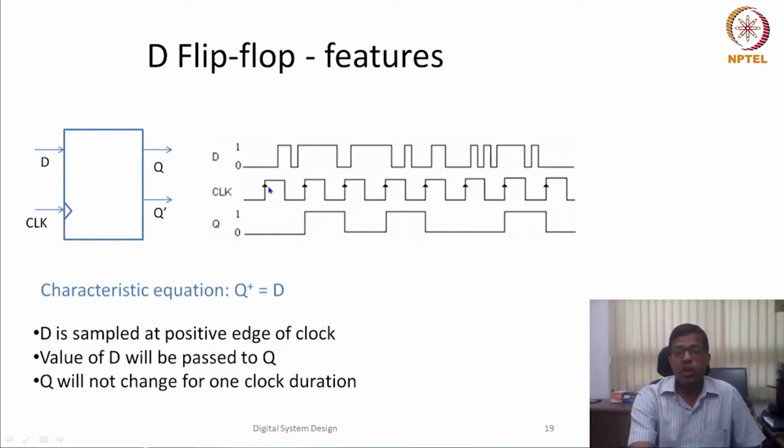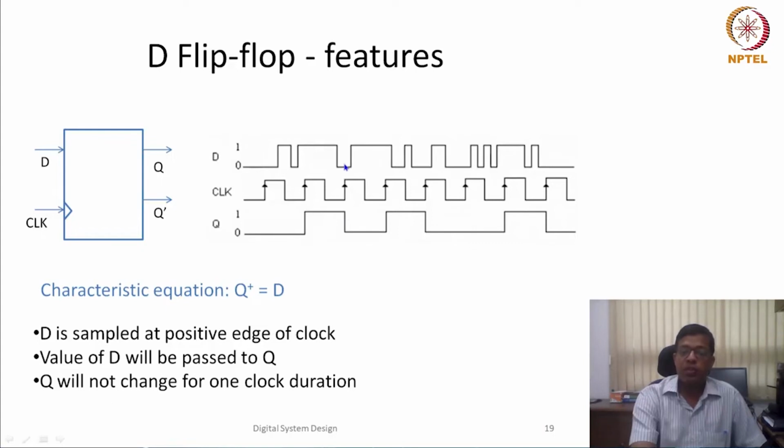So because D was 0, Q has become 0. During this period, from this clock time to the next rising edge, my D has changed multiple times, but it doesn't matter. It does not affect my output at all. Now, when the next positive edge has come, at that time again we sample D, or we see what the input at D is. Now, because D was high at that time, my output would remain 1 till the next positive edge.